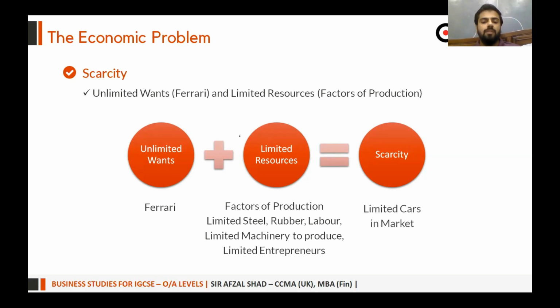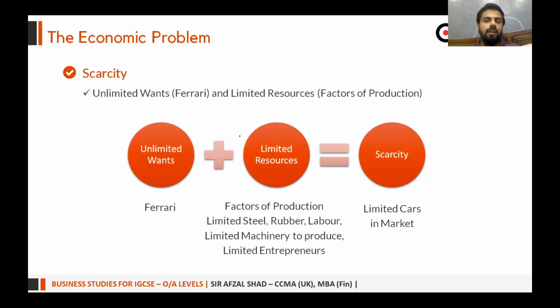Everyone wants a Ferrari, but we have limited resources to manufacture it. And what's the result? There are very limited cars in the market. The fewer the cars, the higher the price is going to be, because they are going to control the price. So higher the production, lower the price. Lower the production, higher the price. And lower production means a lower number of units produced in a month.